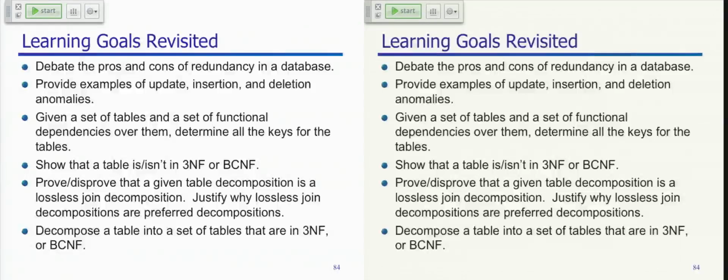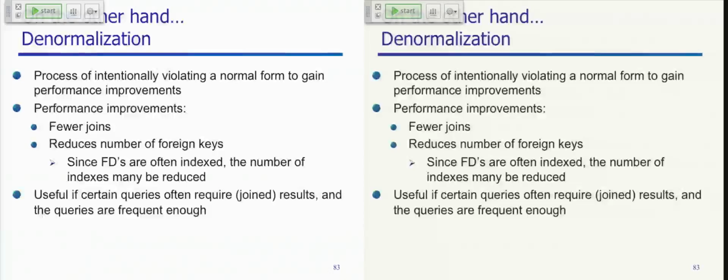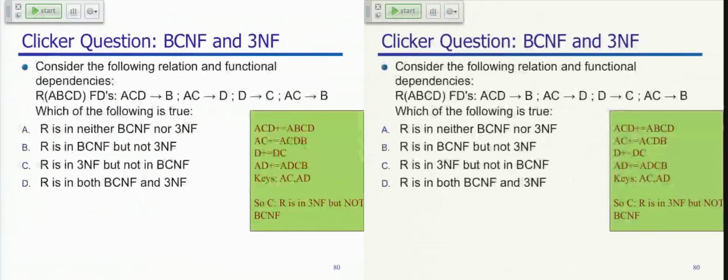Any questions? Question? Can you go back to the critical question? Yes. For AC determines B, but B is not in the key. Yeah, but AC is a super key for that table. Right? Since AC determines everything, AC is a super key.